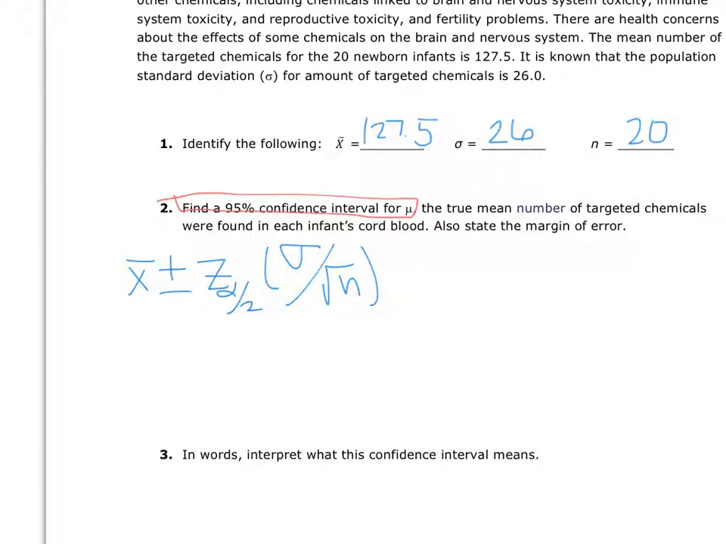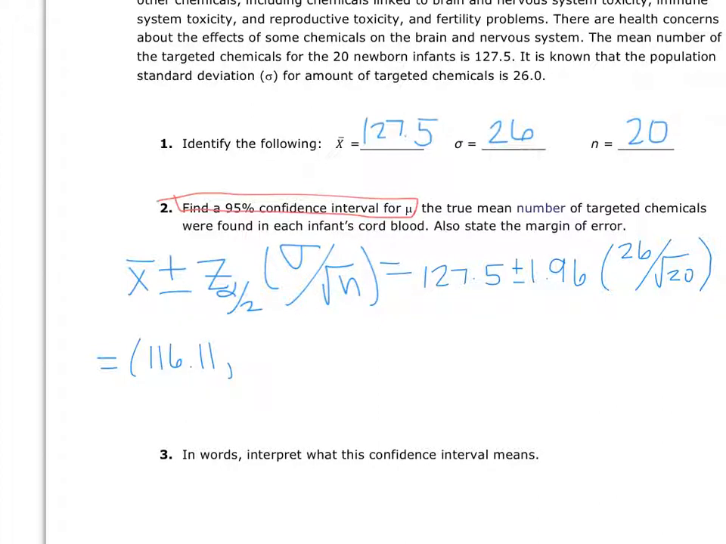If we plug in the things that we know here, we're going to have 127.5 plus or minus 1.96 times 26 divided by the square root of 20. That will give us the interval with lower bound of 116.11 and upper bound of 138.90. Those are in chemicals.